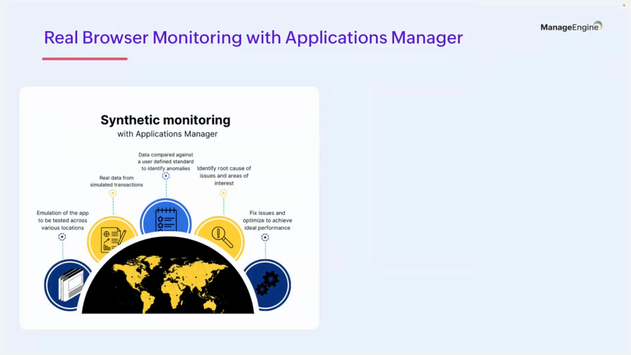Now let's see how Applications Manager's Real Browser Monitoring facilitates synthetic transaction monitoring. Applications Manager's Synthetic Transaction Monitoring feature, also known as the Real Browser Monitor, opens up an actual browser like Firefox or Chrome from multiple geographical locations. It tracks how the elements in a website load from a particular location and, more specifically, the way your users view them. So this will help you simulate business critical processes via Selenium-based scripting of tests.